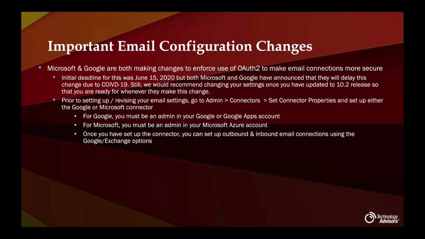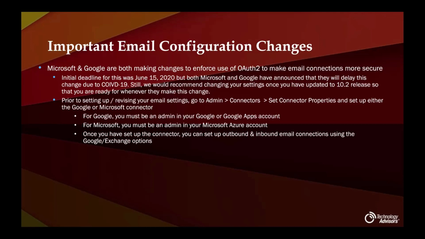Configuration change that I mentioned. This is something that the two major email providers, Microsoft and Google, are both making changes to make email more secure. Essentially, Sugar has used an older version of email security that Microsoft and Google both allowed for a long period of time. Microsoft and Google are now updating to say you must use the more modern OAuth 2 email security connection information.